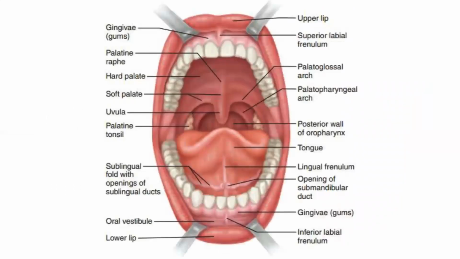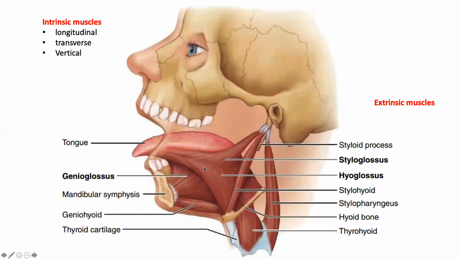And this is the oral cavity. If you open your mouth and say ah, you will see the uvula and the posterior wall of the oropharynx. This is our tongue. Let's talk about the intrinsic muscles of the tongue. They are longitudinal, transverse, and vertical fibers. And remind you, intrinsic muscles do not move the tongue, they just change the shape of the tongue.